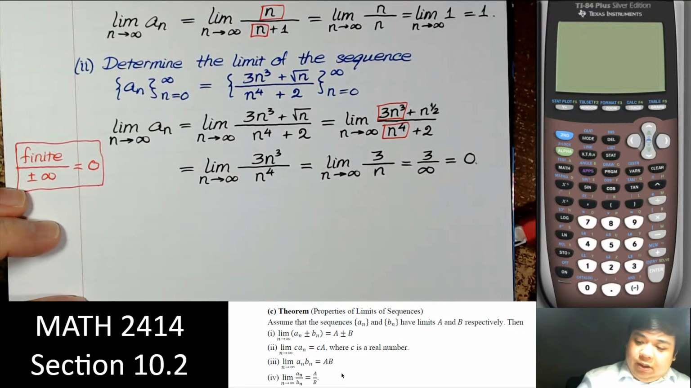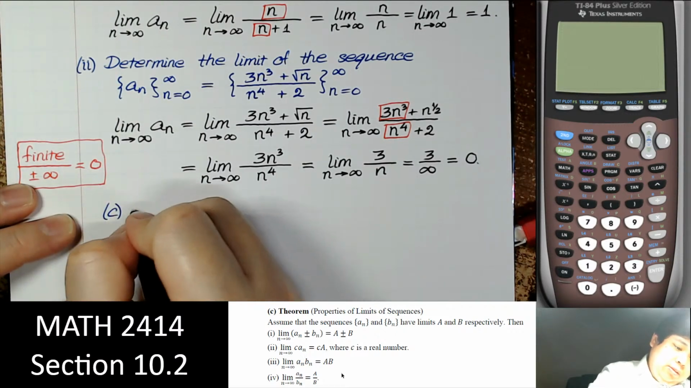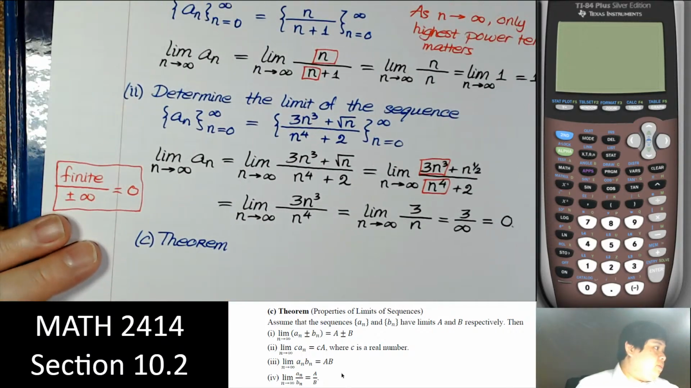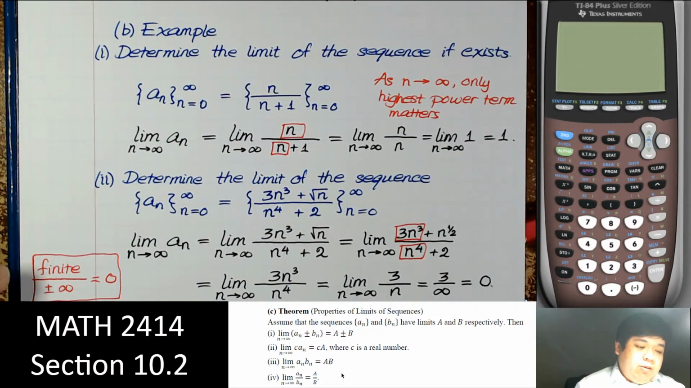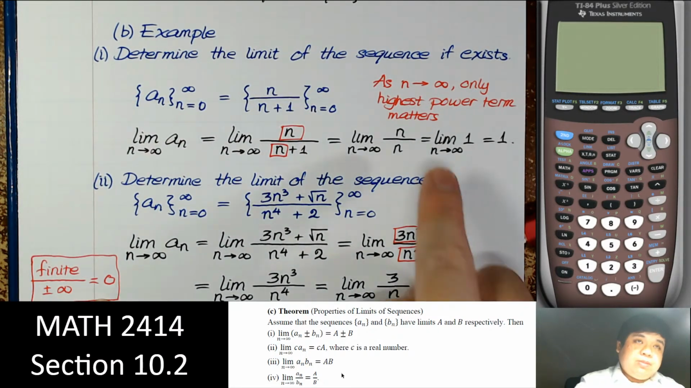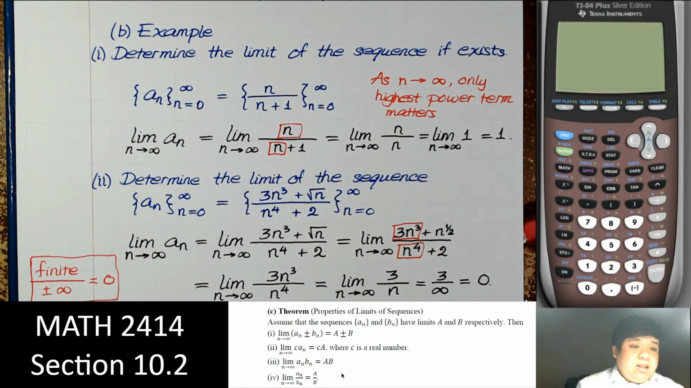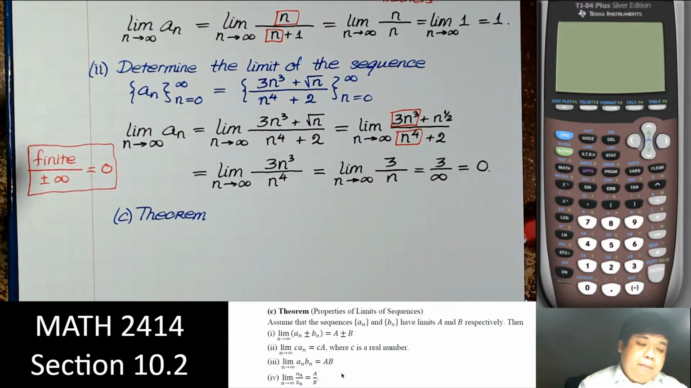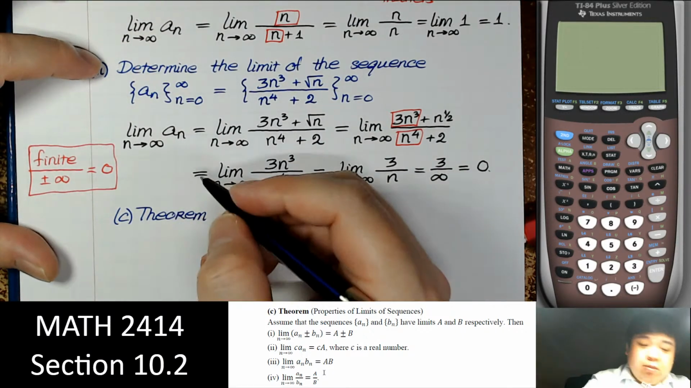Right, so this will come in handy. By this I mean, for that one, finite divided by infinity is 0. And if we have polynomials or power of n or power of x, as the variable goes to infinity, only the highest power term matters. Right. Now, this is properties of the limit, the same thing as the properties of the limit of a function.